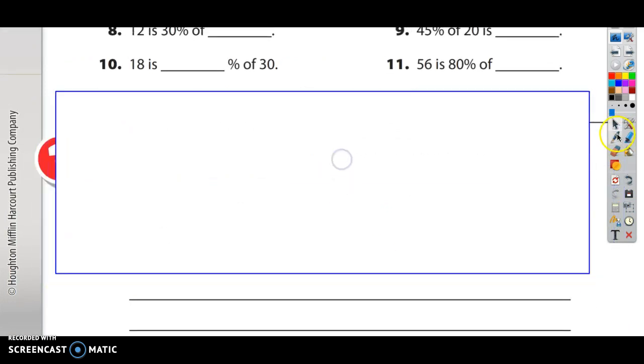18 is, the 18 is the "is" word, so 18 is, and then it says blank percent, which means I don't know the percent, and the "of" word is 30. So 18 is blank percent of 30. Now right now, can I solve this? Does 30 go into 100? It doesn't. So we're going to try simplifying this one.